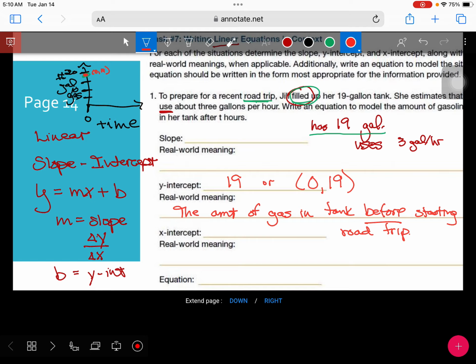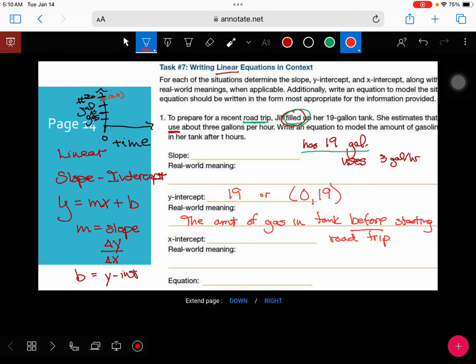Okay. All right. And so she is going down the road. She's estimating that she uses 3 gallons of gasoline per hour. Okay? 3 gallons of gasoline per hour. So if she is using it, she is losing it. It is decreasing. So that's going to be 3 gallons less per every hour.